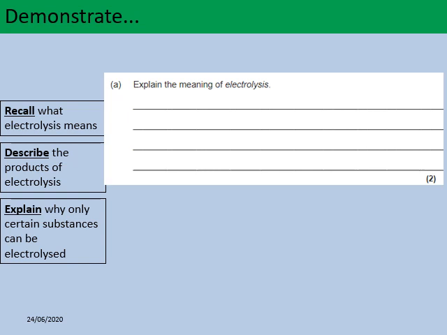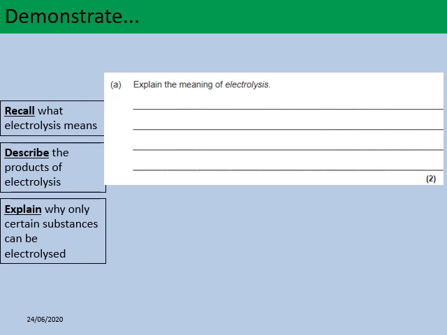Explain the meaning of electrolysis. They've given you 4 lines to write on here. You don't need to write a huge amount, it's only 2 marks. And the answer is splitting up an ionic compound using an electrical current. 1 mark for each of those 2 parts.